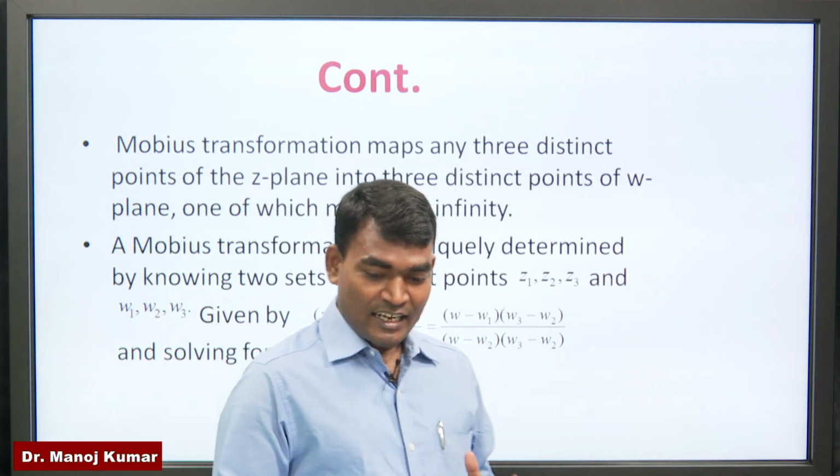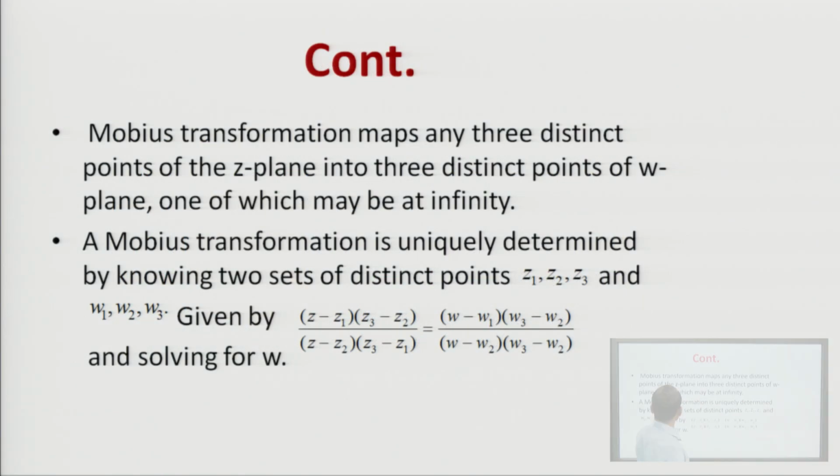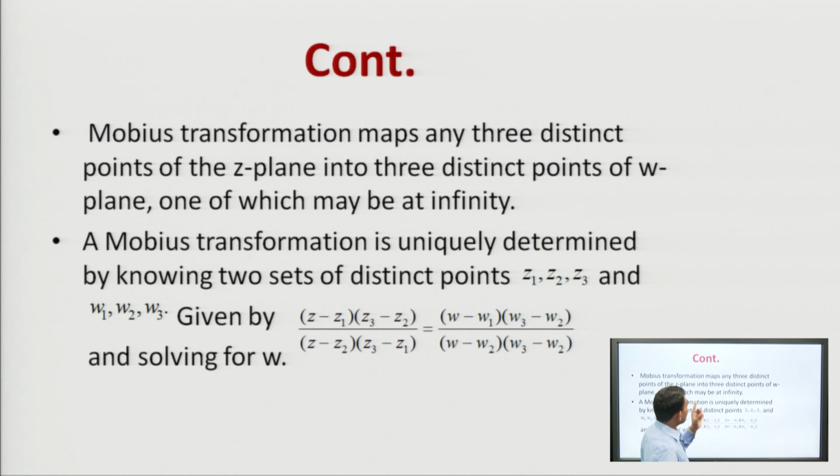We have taken another property: a Mobius transformation maps any 3 distinct points of the z plane into 3 distinct points of the omega plane, one of which may be at infinity. This is the most important property. By this you can find a Mobius transformation for a given set of 3 points in the z plane and the corresponding 3 points in the omega plane which are mapped by this transformation.